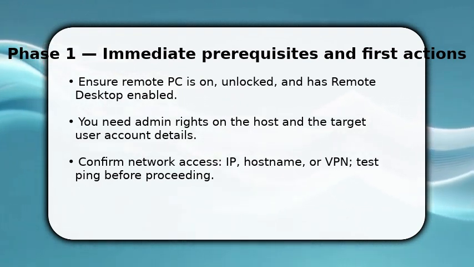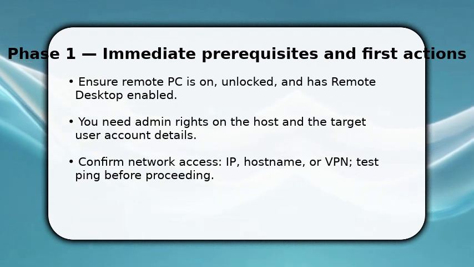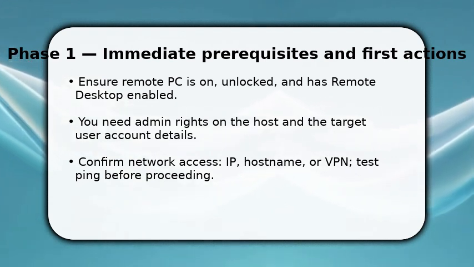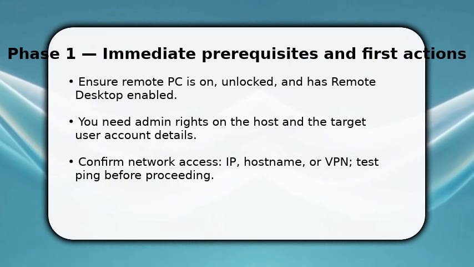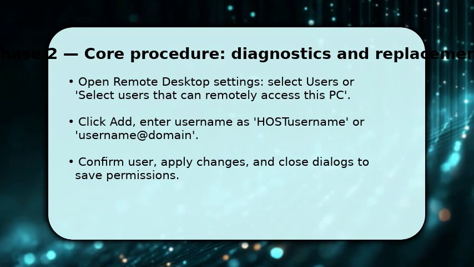You add the user now because waiting creates extra steps later. Also, check the user's local account exists. If not, create it with a clear username and password before continuing to permissions. Now you add the user to the Remote Desktop Allowed list.